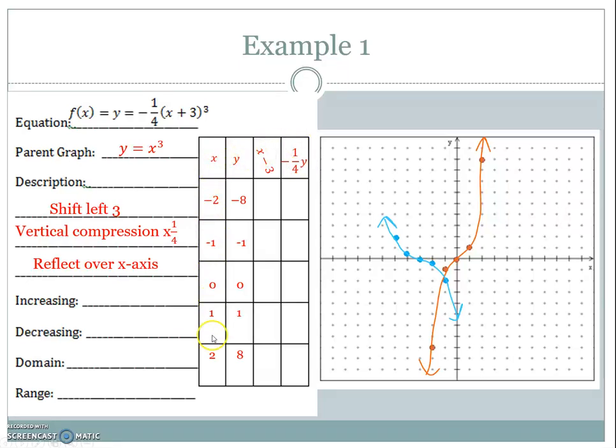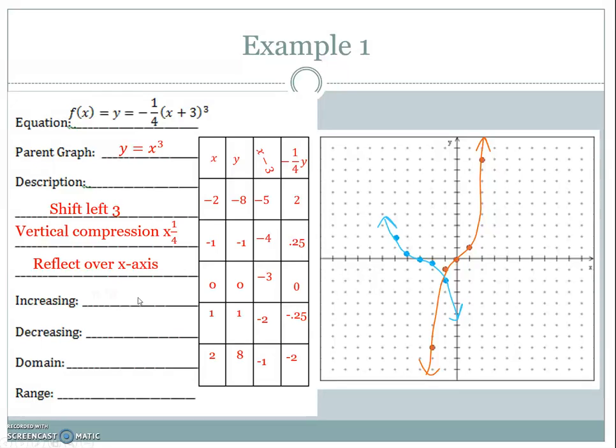So all of these x values here, we're going to subtract 3. So -2 minus 3 is -5, -1 minus 3 is -4, and so on. Now I'm going to take all of my y values here, so, for example, -8, and I'm going to times it by -1/4, which gives me 2. -1 times -1/4 gives me 0.25. 0 times that is 0. Then 1 times -1/4 is -0.25, and 8 times -1/4 is -2. So again, I use the a value times y. If there was a k value here, say there was a +3, it would be -1/4 y plus 3.